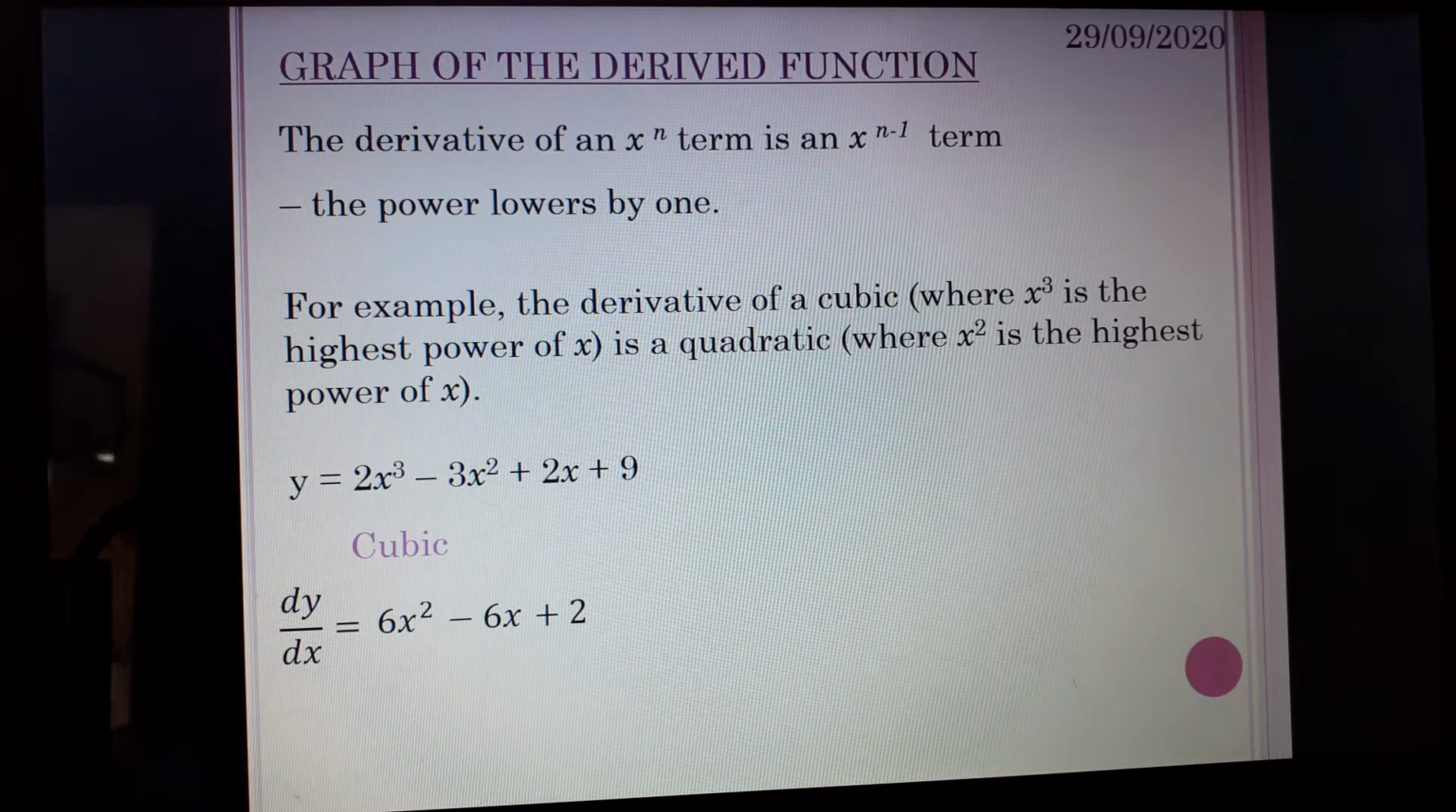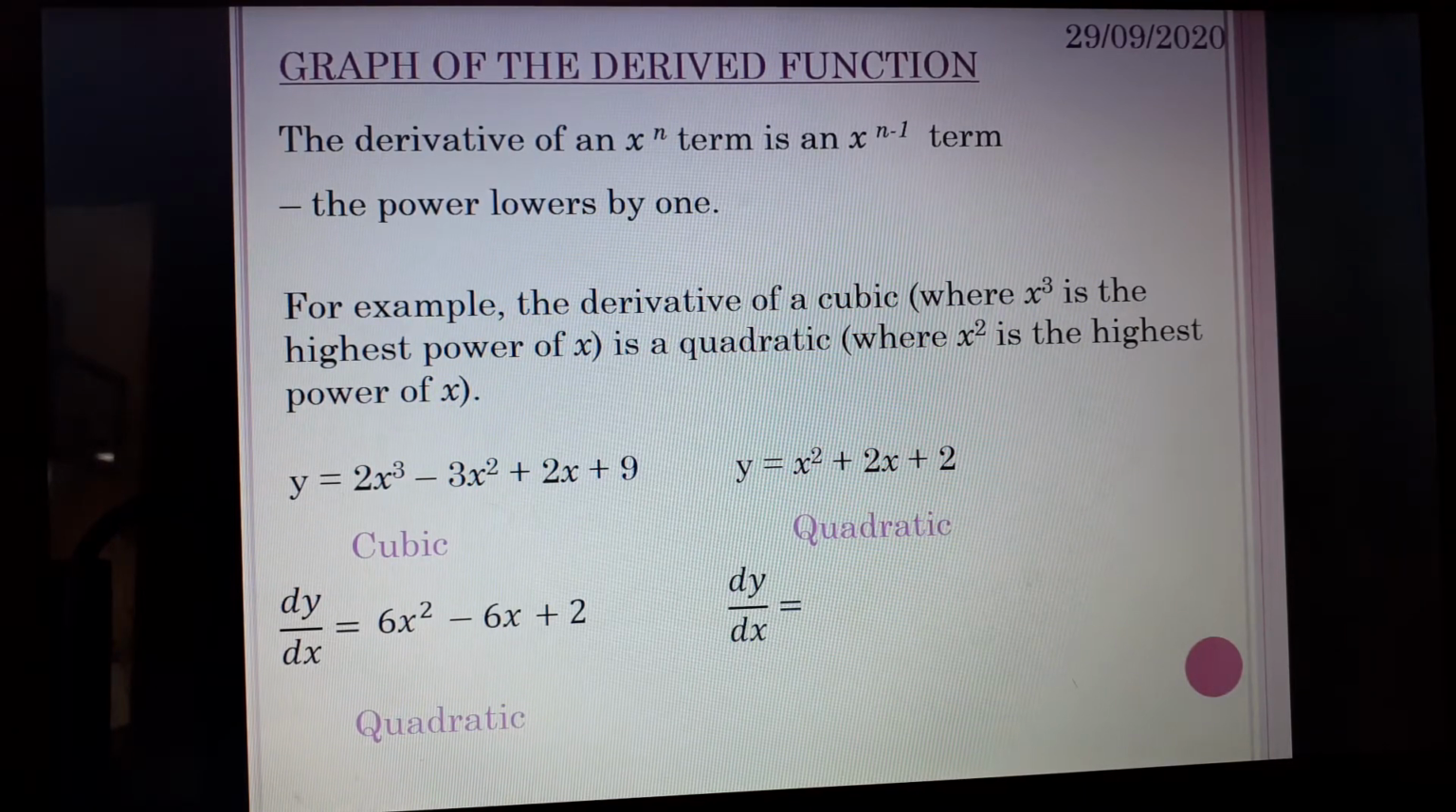So when you start with a cubic function and you differentiate that, it becomes a quadratic, because the highest power of your differentiated function is now an x squared. If you have a quadratic to begin with, we would say that's a quadratic because the highest power is an x squared. Then we differentiate that and we have 2x plus 2. And we would say that the equation of the derivative now is a linear function, like a straight line.